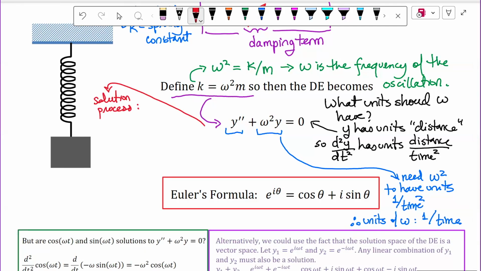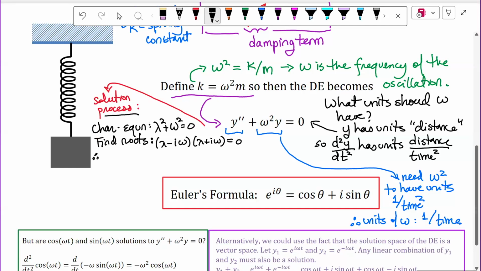Okay. The associated characteristic equation for this ODE is going to be lambda squared plus omega squared equals 0. To find the roots, we factor. Therefore, we have two roots. This puts us in the case where lambda 1 and lambda 2 are unequal. So we already know what the basis for the solution space will be in this case.